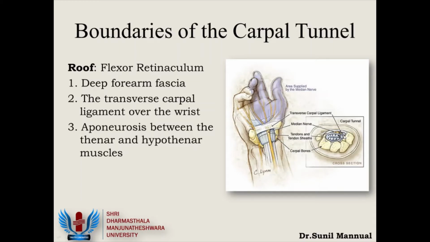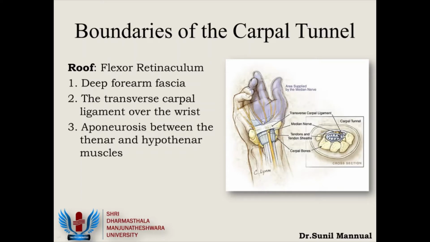So what are the structures that make up the roof of the carpal tunnel? Mainly it is the flexor retinaculum of the forearm continued into the hand. So what are the components of this flexor retinaculum? The components of this flexor retinaculum are, from proximal to distal: proximally, as the deep forearm fascia comes into the wrist, there is a slight thickening. This blends with the transverse carpal ligament exactly over the carpal tunnel, and as we go even distally, we find a small aponeurosis that connects the thenar and the hypothenar muscles.